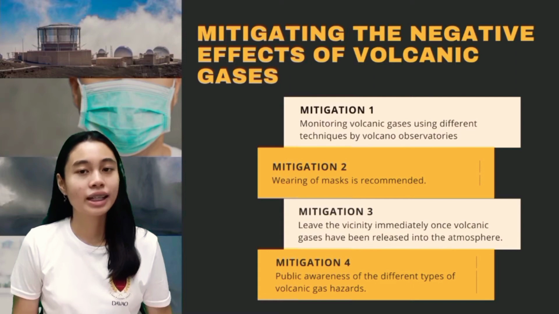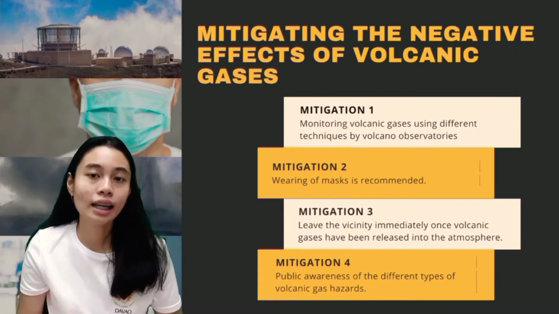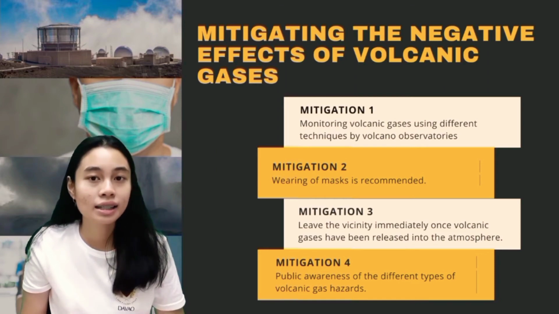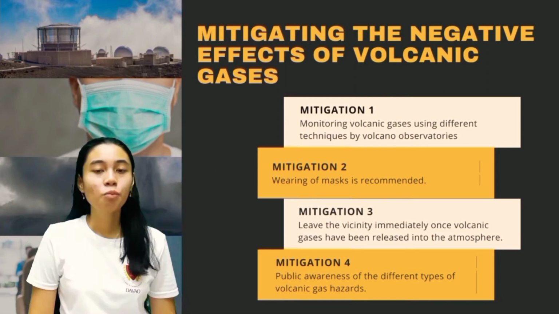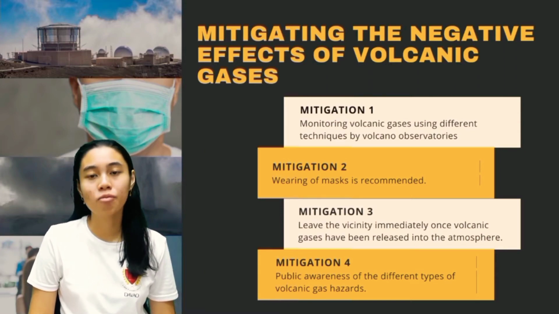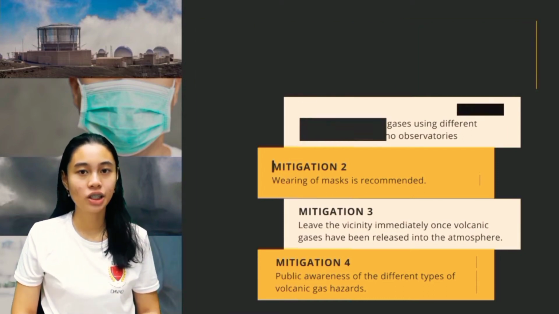Mitigating the negative effects of volcanic gas. Number 1. Monitoring volcanic gases with the use of the different techniques given by the Volcano Observatory to see if a volcano is emitting hazardous levels of volcanic gas. Number 2. Wearing of masks is recommended. Number 3. Leave the vicinity immediately once the volcanic gases have been released in the atmosphere. And lastly, public awareness of the different types of volcanic gas hazards.